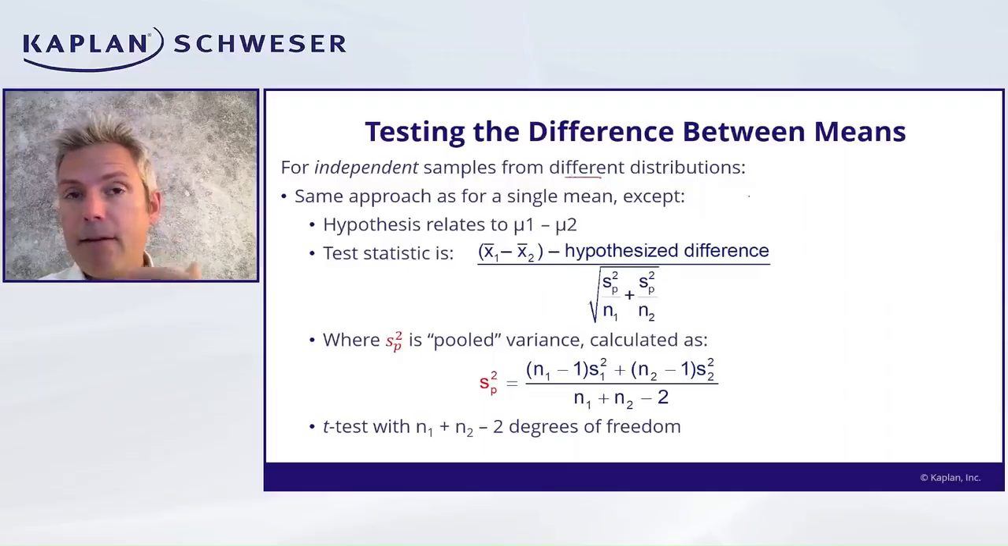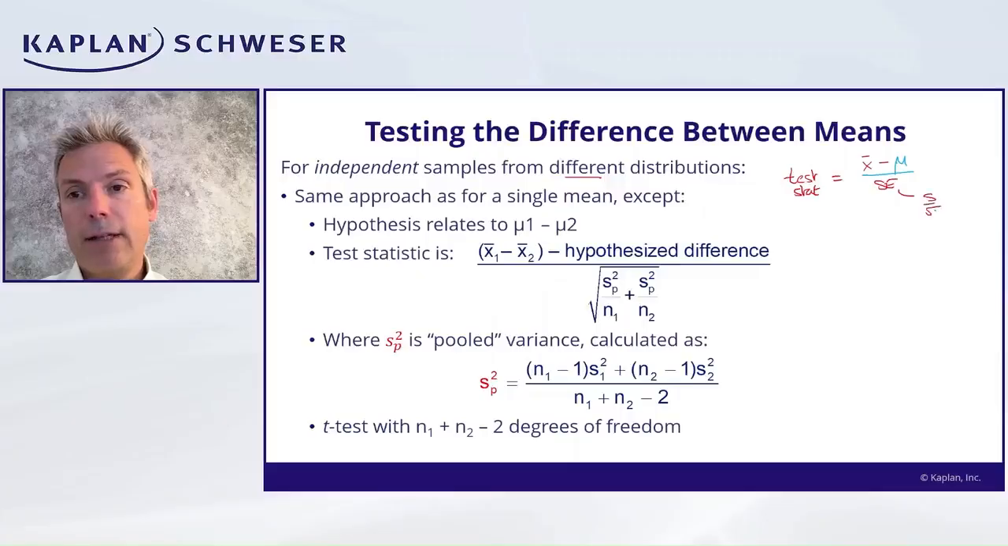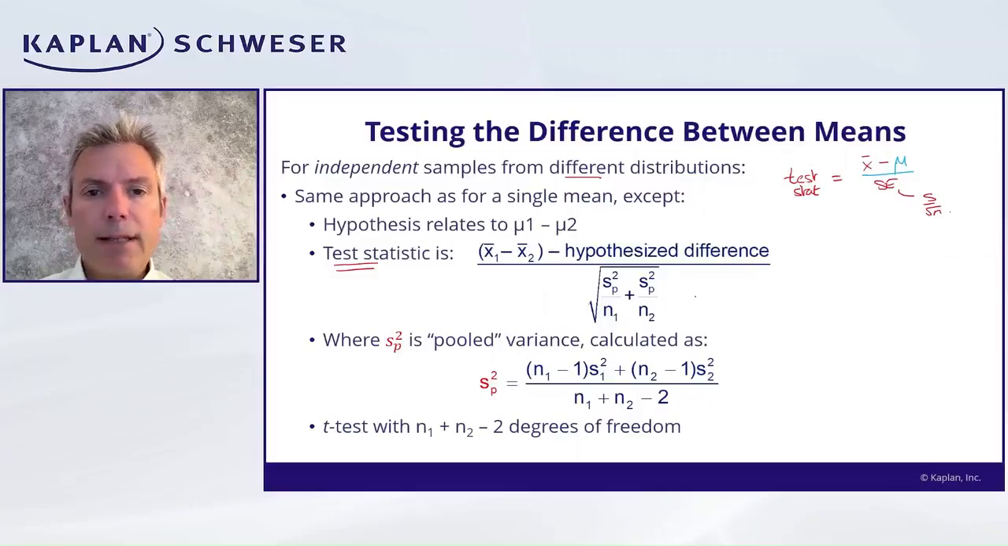Now, you'll remember when we tested a single mean that the test statistic was simply how far away our observed mean was from a hypothesized mean, in terms of standard errors of that single mean, where standard error, by the way, was S over root n. So we've seen that a lot now. You'll notice that when we calculate our test statistic, when we've got two different distributions and we're thinking about the true difference between mu1 and mu2, there's the same shape here.